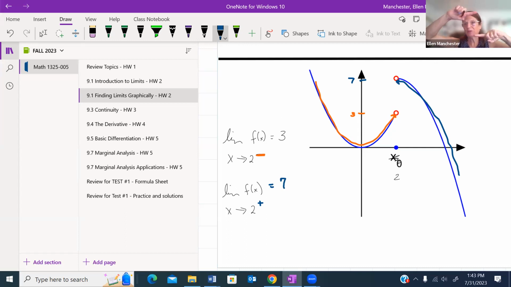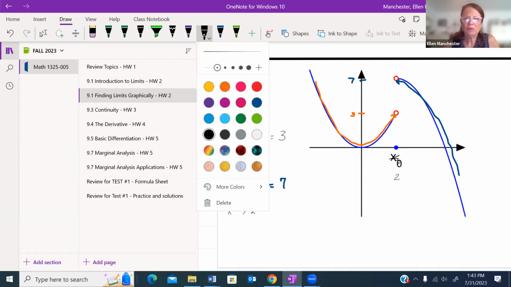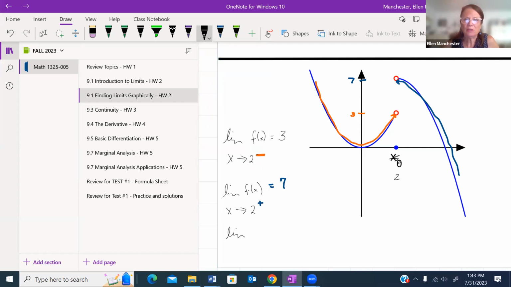There's a gap. So what we say is the limit of my function as x approaches 2 from both sides, right? Now it's simultaneous. My fingers have to come together. Since these two values are different, the limit does not exist. Okay, so that's finding limits graphically.